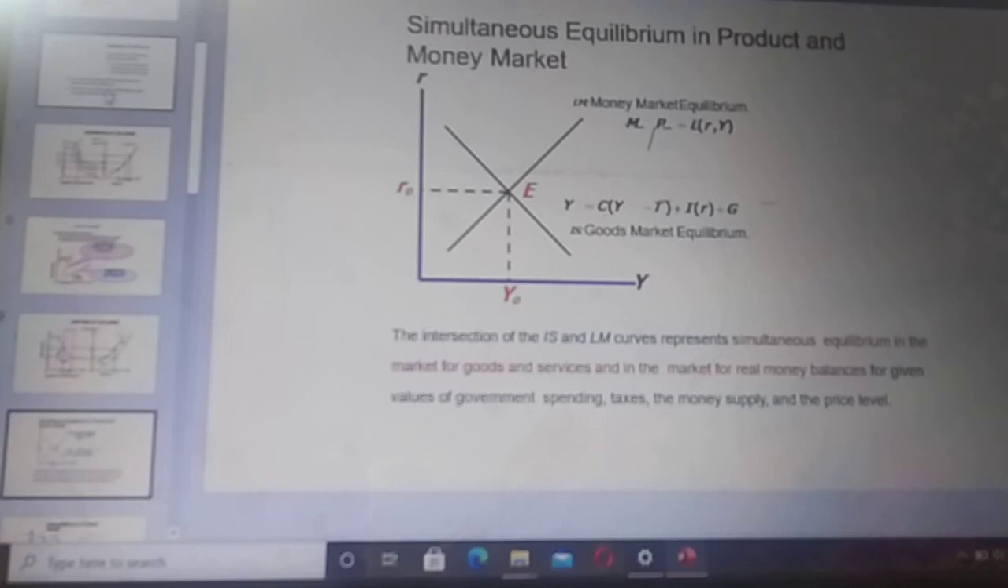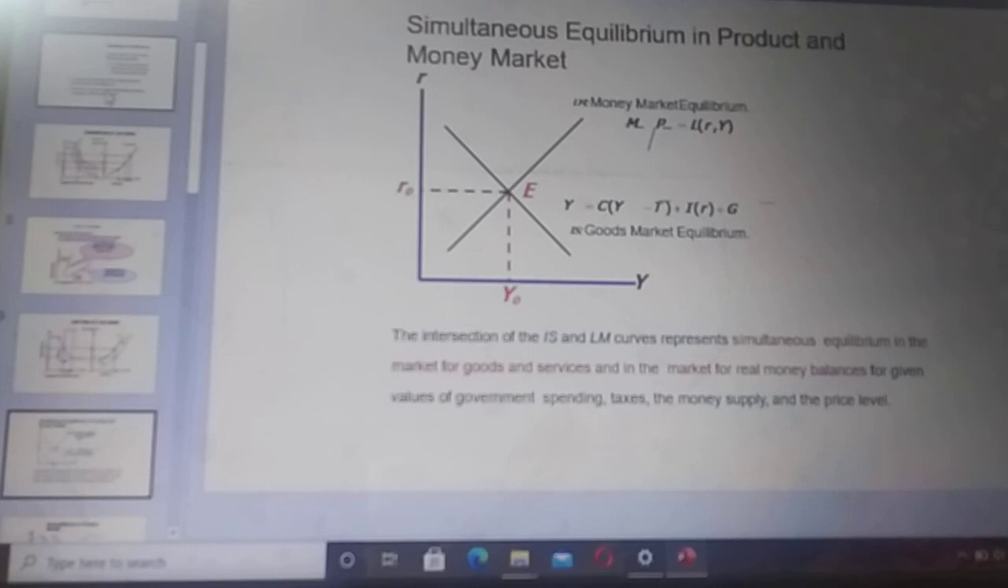In order to find out the point of equilibrium between the money market and the goods market, we need to put these curves on one graph, and the point where these two curves meet will be the point where the IS curve is equal to the LM curve. Keeping in view the relationship between the rate of interest and the income level of the people, this point will be our point of equilibrium.